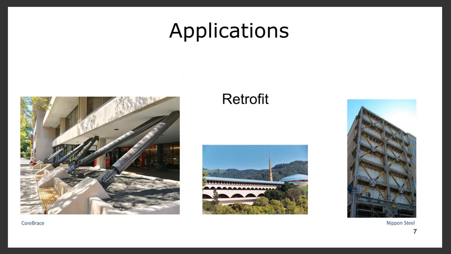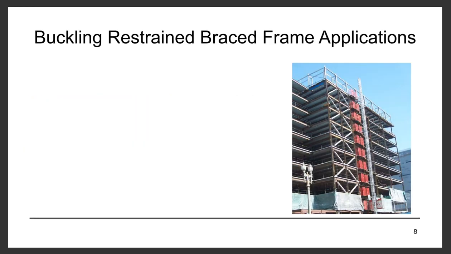Buckling restrained braces are also used in retrofits. They have a very good combination of stiffness and energy dissipation. So if the retrofitted building can move a little bit, the buckling restrained braces can dissipate quite a bit of energy. And so you see 3 different applications here on the West Coast of retrofit with buckling restrained braces.